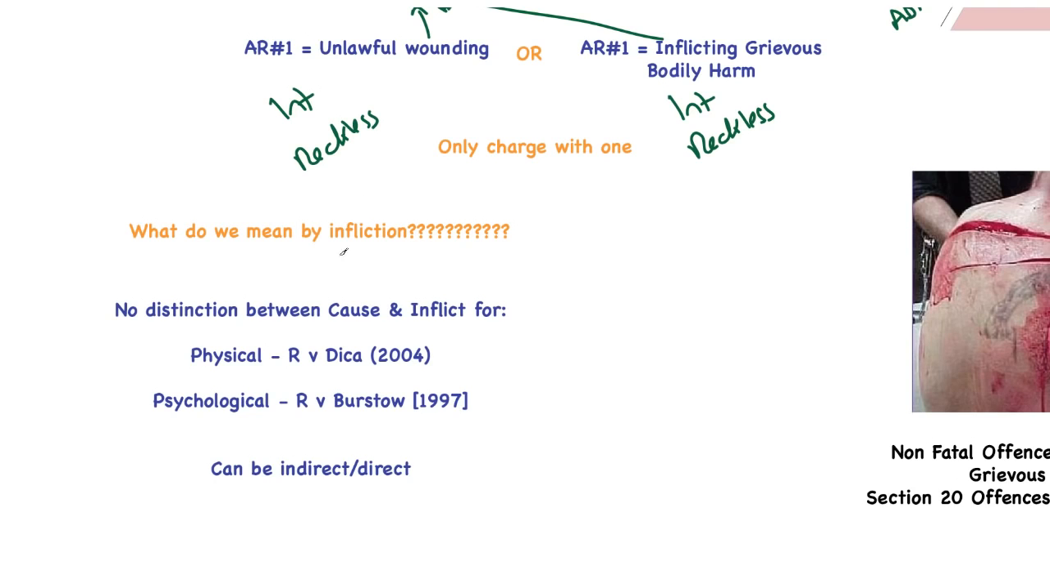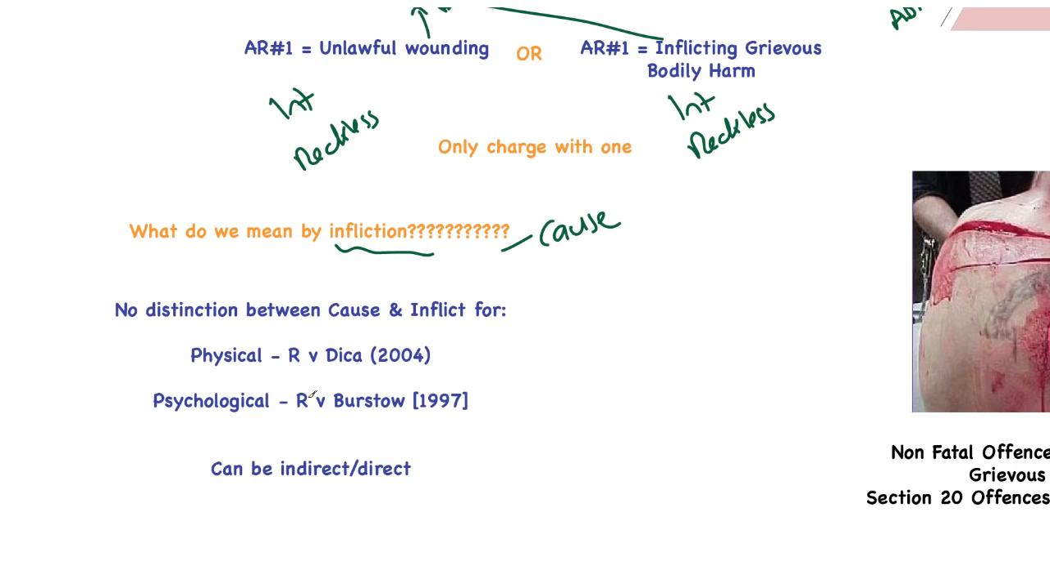Now, the next thing to consider is what we mean by this phrase infliction. Well, there's no surprise there, as we've seen when we've looked at other offences in the non-fatal offences against the person series, it means cause. It's another use of the word that means cause. And there are just a couple of things that I want to pick out before we go on to look at the key elements of the actus reus. GBH can be inflicted either physically or psychologically. We know that since 1997, Burstow has shown us very clearly that psychological harm can amount to GBH.